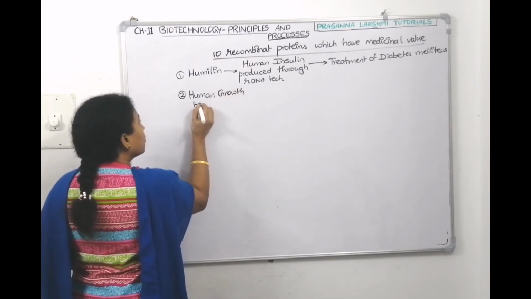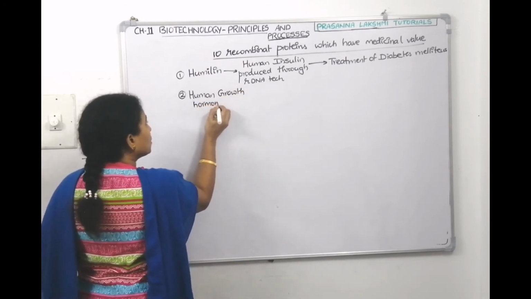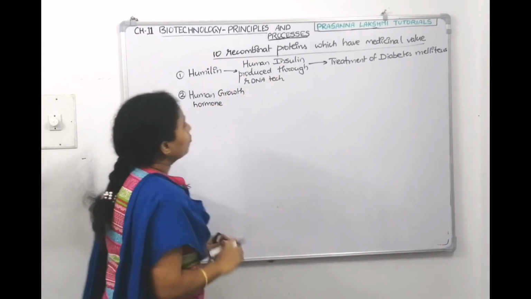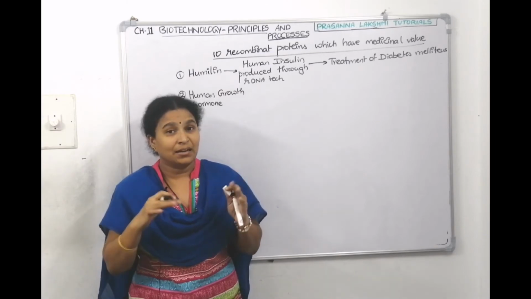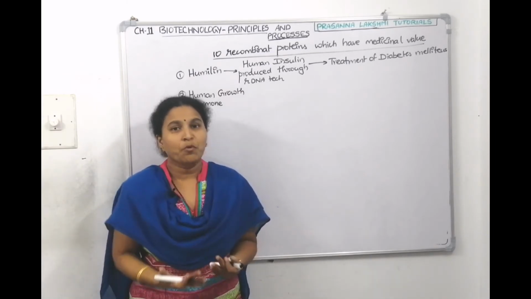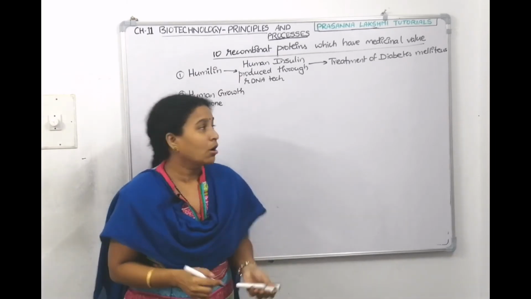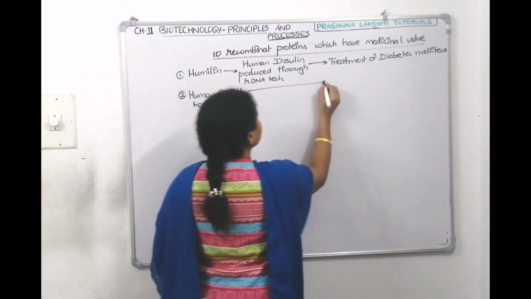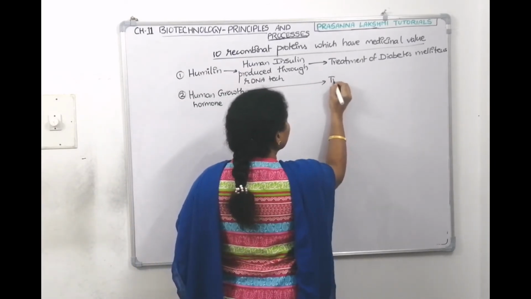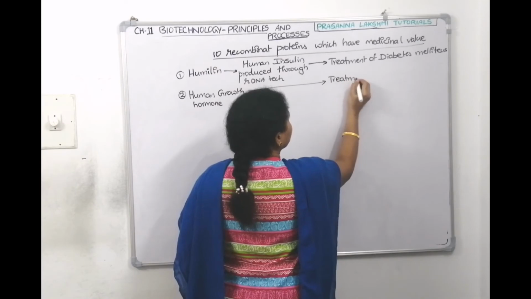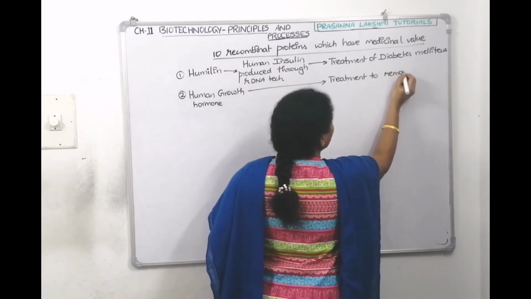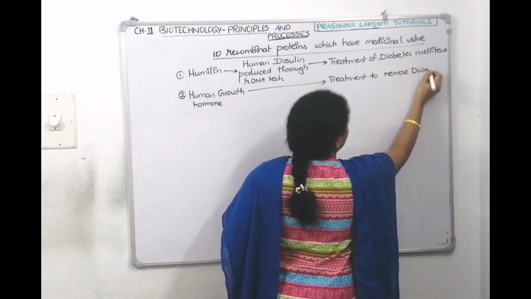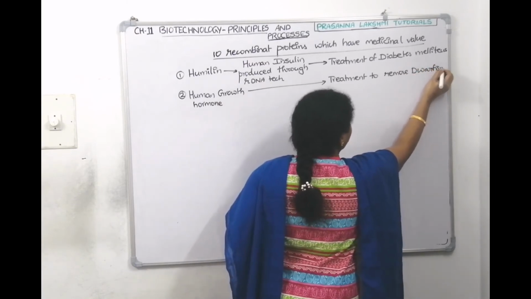What is the second hormone? Human growth hormone, which is also a protein. This human growth hormone can help in removing dwarfism. It will bring about normal growth. So it helps in treatment to remove dwarfism, right?